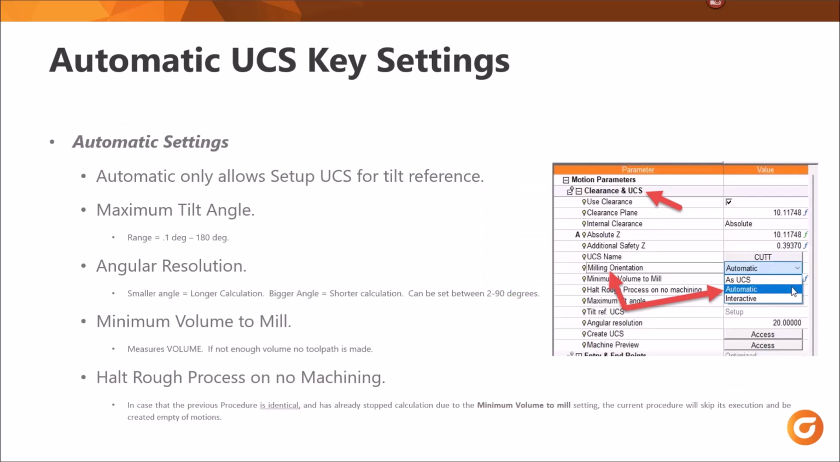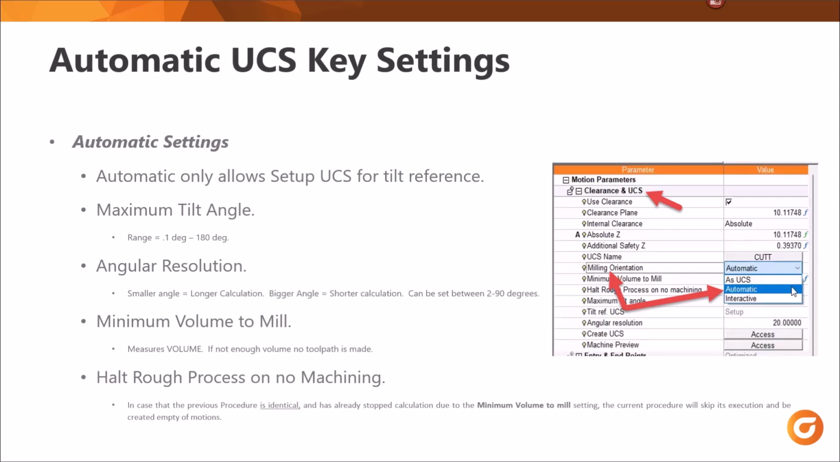Some settings to be aware of: automatic only allows setup UCS for tilt reference, meaning that when it figures these angles, these automatic UCS angles, it is all in reference to however you've set the file up, your NC setup. The maximum tilt angle is a range between 0.1 and 180 degrees. Now, a lot of machines aren't going to be able to go 180 degrees, so this is all dependent on the machine you have and knowing that machine, on what's going to be a reasonable setting to put in there.